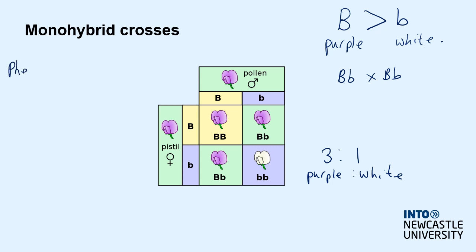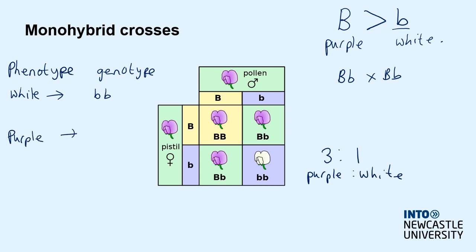If you have a white flower, that's your phenotype, you know because of the recessive trait that its genotype has to be little b, little b. The problem is if you have a purple flower. A purple flower has to have at least a big B, but it could be homozygous dominant or it could be heterozygous. And what a test cross is used to do is to work out which of these you have. And I'm going to show you how to do that today.